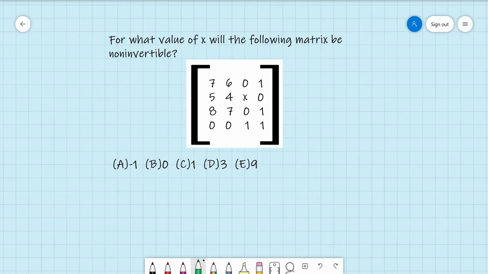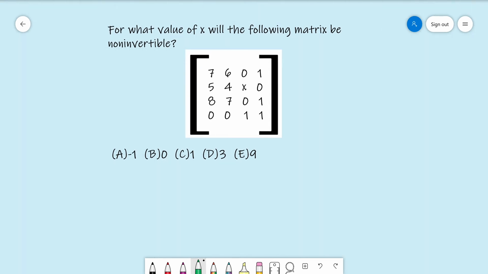This problem gives you a 4x4 matrix, and one of the values is missing. Here it is, the x. And they're asking you which value of x will make this matrix non-invertible. Well, if you know what non-invertible means, then there's a few different ways to solve the problem.